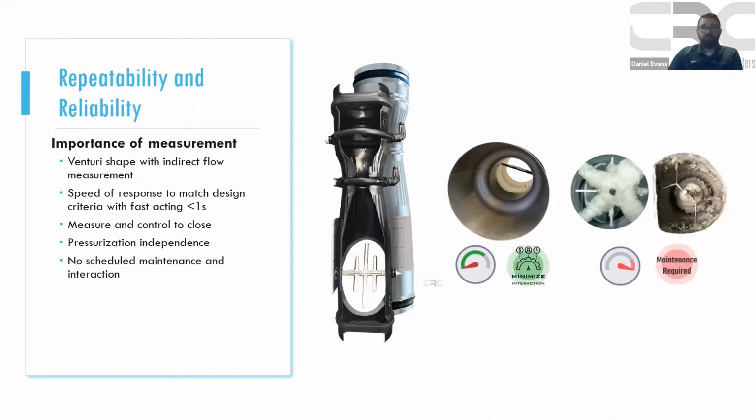When we talk about no scheduled maintenance and interaction, we really mean that. Our big target is that as you're looking through that CLV, there's nothing in the airstream from a measurement standpoint that we're anticipating someone to go in and have to clean off. So we don't have to try to grab access to the system or interact with it in some way that might be challenging in these critical environments.